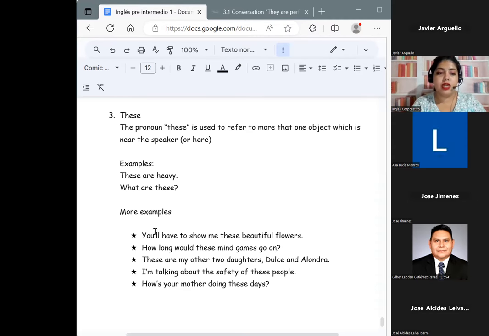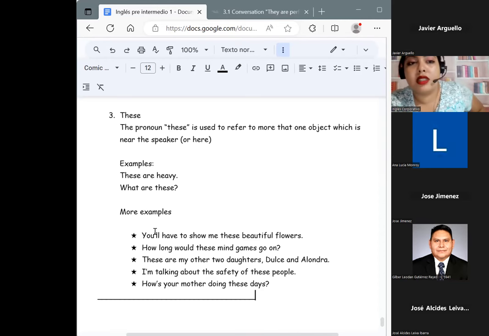Now we are going to see the number four. That is the last word of the main group of words that in this case are the four main demonstrative pronouns, that in this case you have like six in this document. But right now we are going to see the four main words. And in this case, we're going to see the number four.